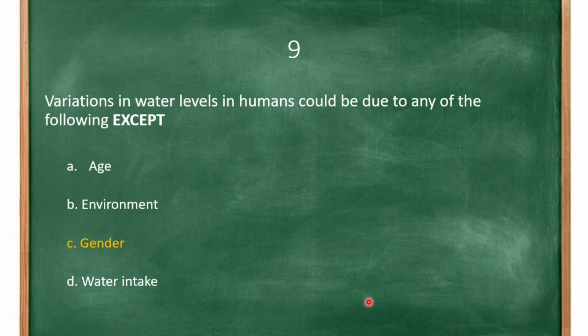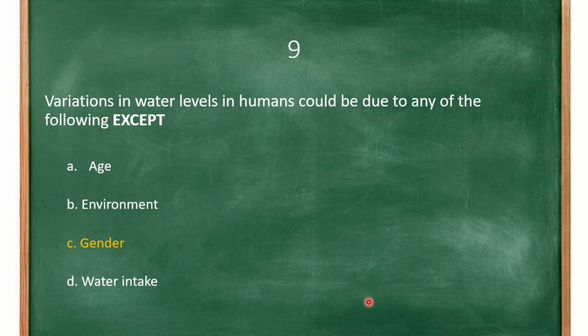Then if you take environment, it can also cause variation in water levels in humans, because if you stay in a place where there's high temperature and humidity, you realize that you lose water more quickly through sweat, and so there will be variation in water levels.